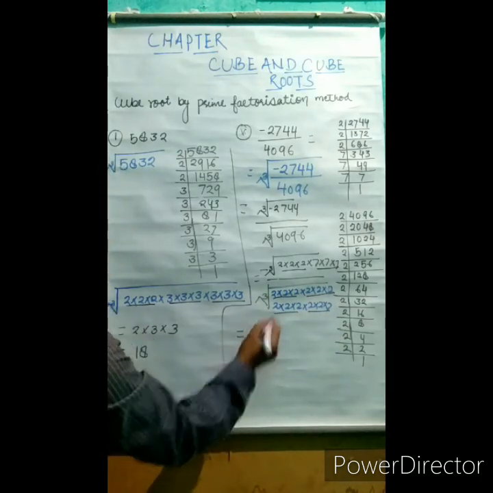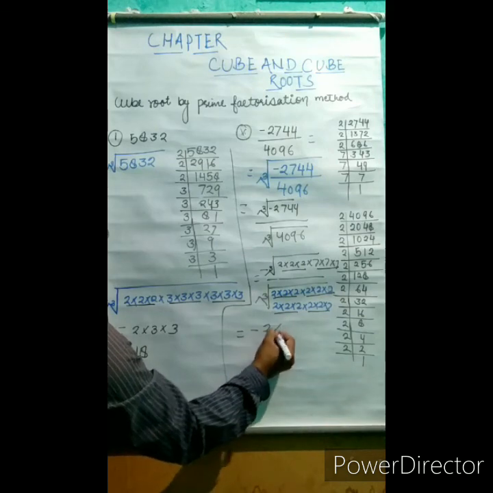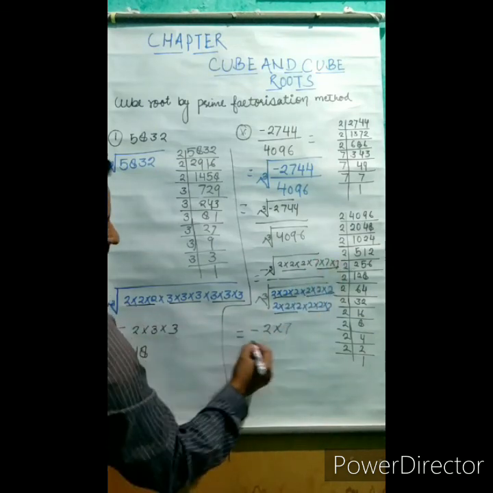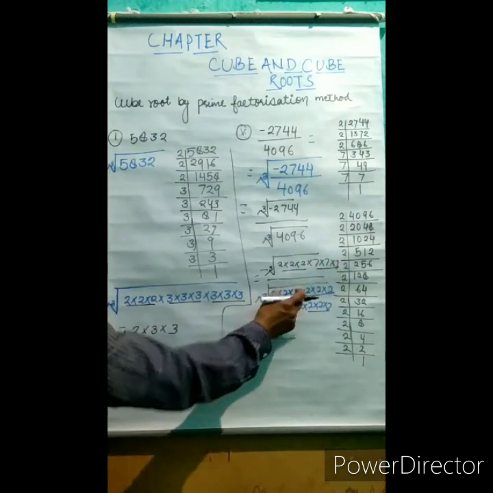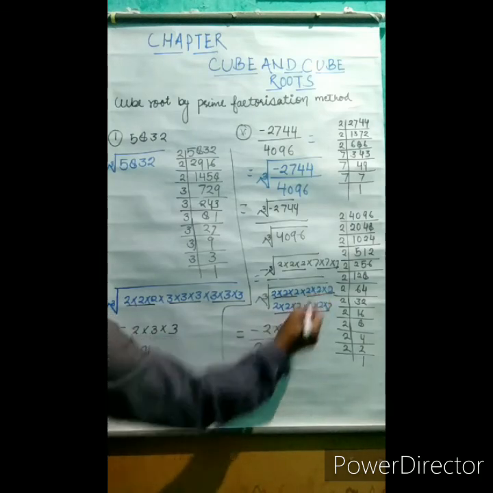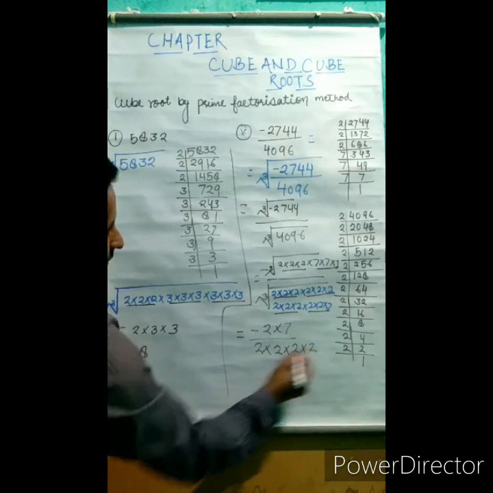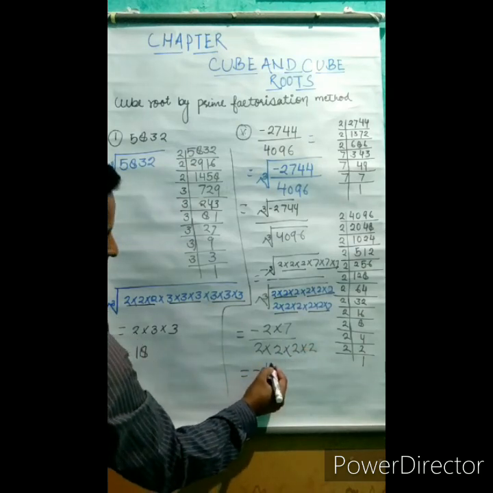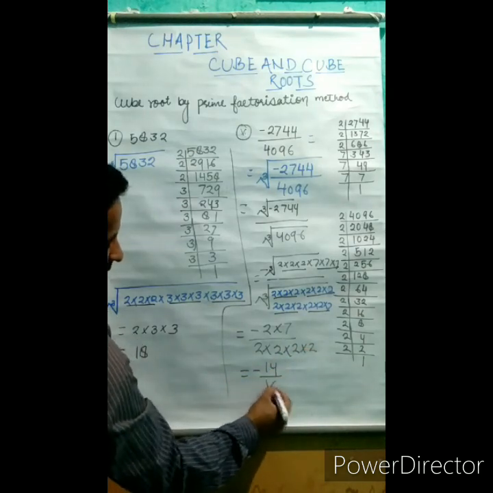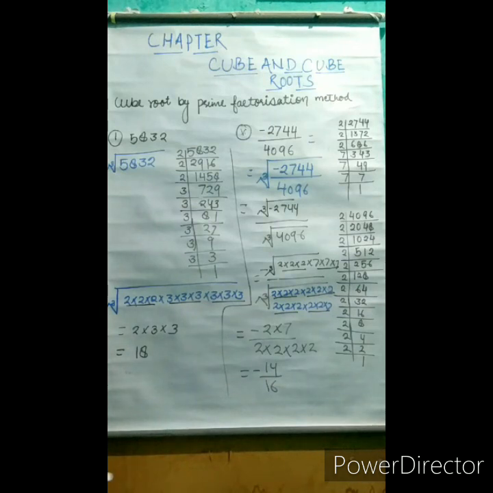So here you will get minus, from this group 2, from this another group 7, and in the denominator from this group 2, from this one 2, from this one 2, from this one 2. So you will get minus 14 over 16. So this is the cube root of minus 2744 over 4096.